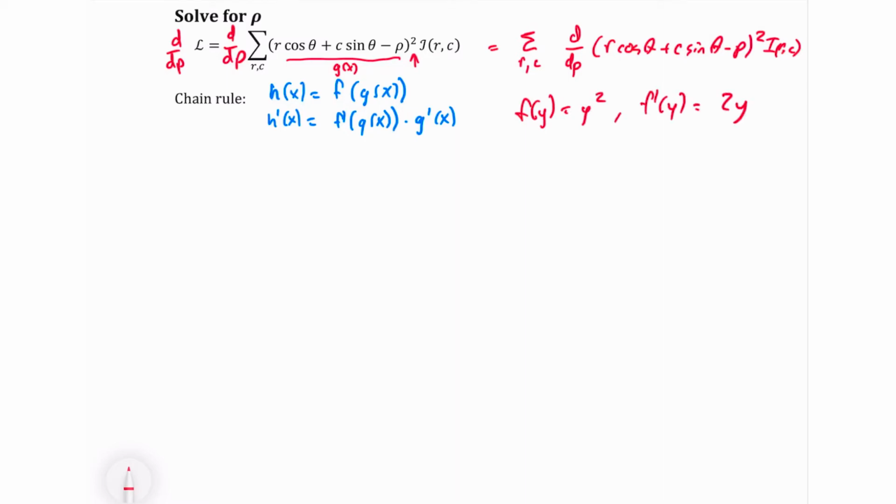And so I'm going to apply that to my function, and I get that my d rho is equal to my summation RC times 2 times this quantity here, R cosine theta plus C sine theta minus rho. And then my derivative of this internal thing is just going to be -1.